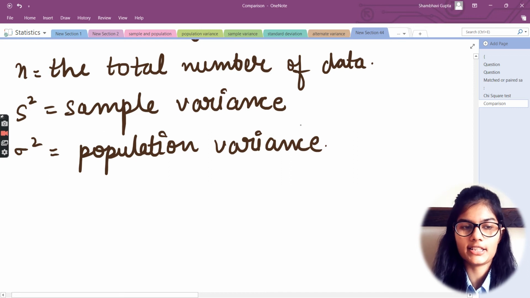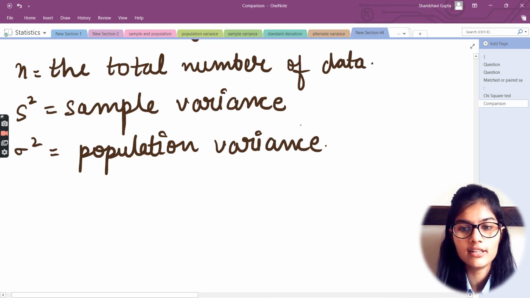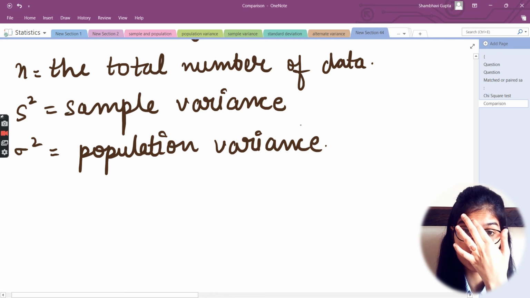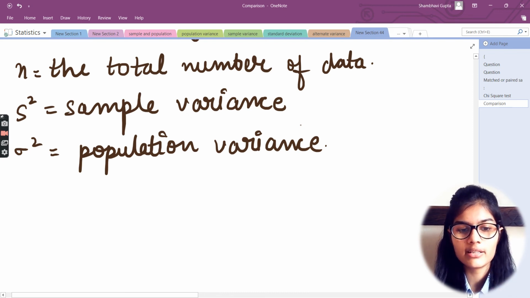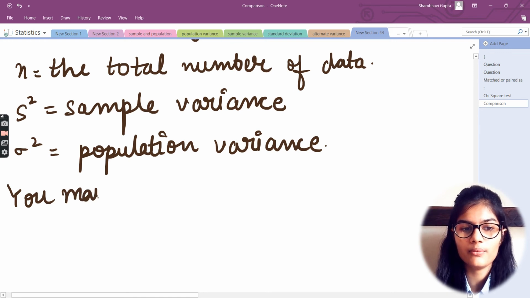Like this, right? So for n we have the total number of data. For s square we have the sample variance, and for sigma square we have the population variance, right? So these are the different notations for the terms which we used above in the formula.